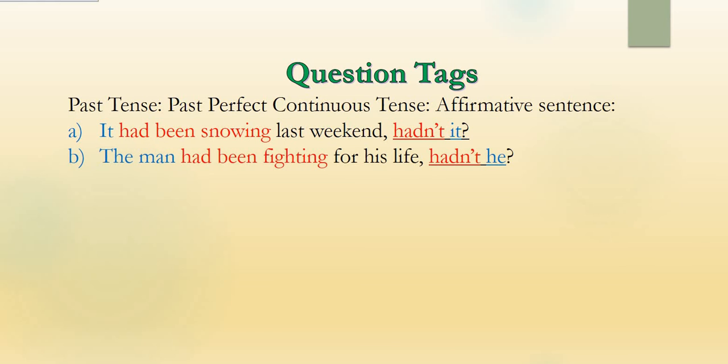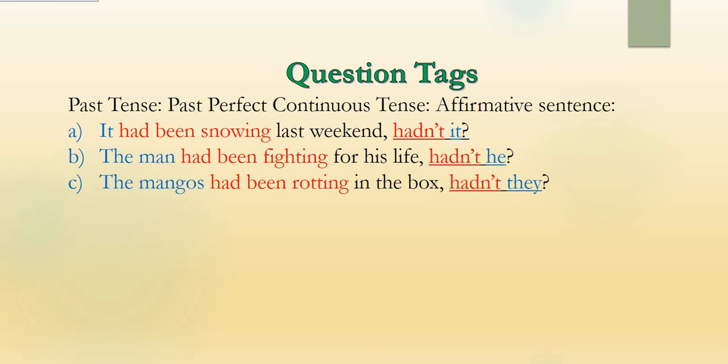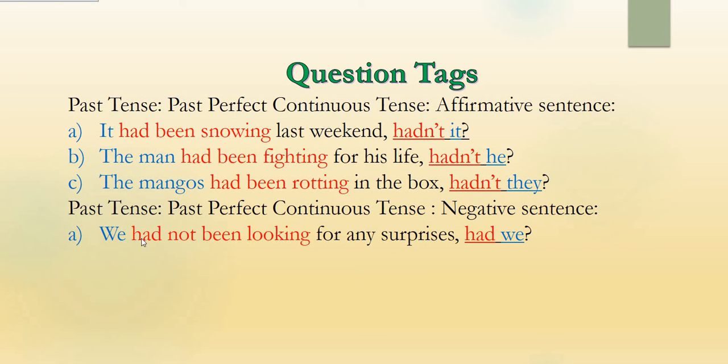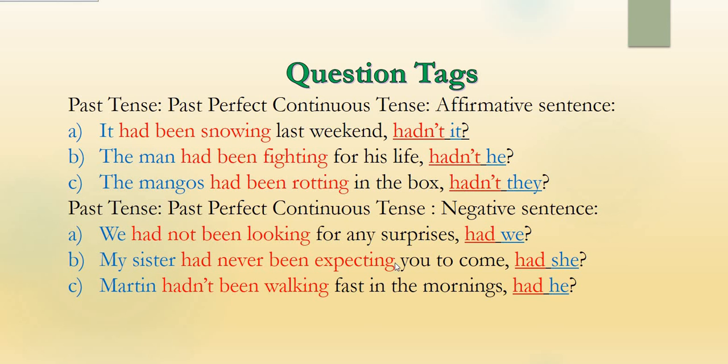Hadn't it? The man had been fighting for his life. Hadn't he? The mangoes had been rotting in the box. Hadn't they? Now past perfect continuous tense, negative form. We had not been looking for any surprises. Had we? My sister had never been expecting you to come. Had she? Martin hadn't been walking fast in the mornings.